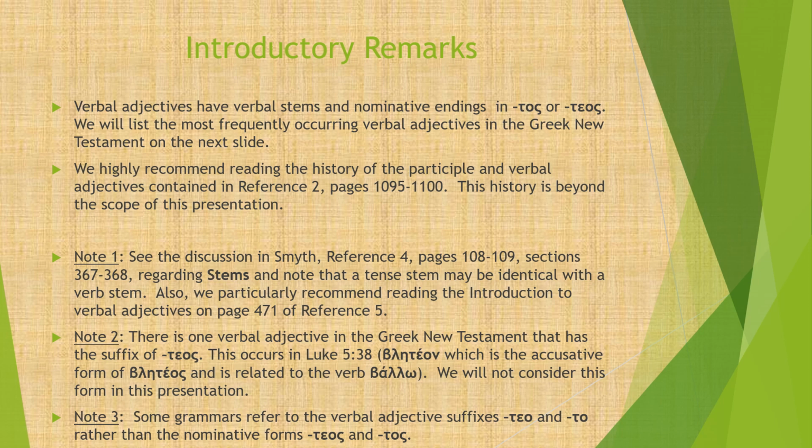Note 2. There is one verbal adjective in the Greek New Testament that has the suffix -teos. This occurs in Luke 5:38, βλητέον, which is the accusative form of βλητέος and is related to the verb βάλλω. We will not consider this form in this presentation. Note 3. Some grammars refer to the verbal adjective suffixes -τέα and -τά rather than the nominative forms -τέος and -τός.